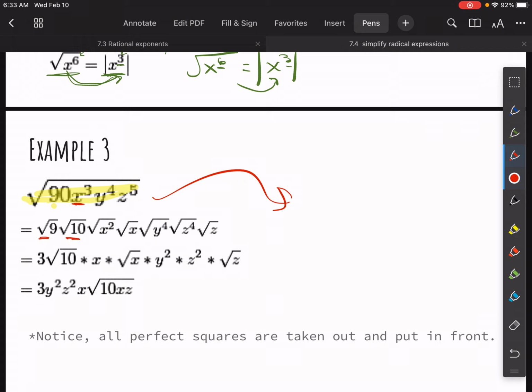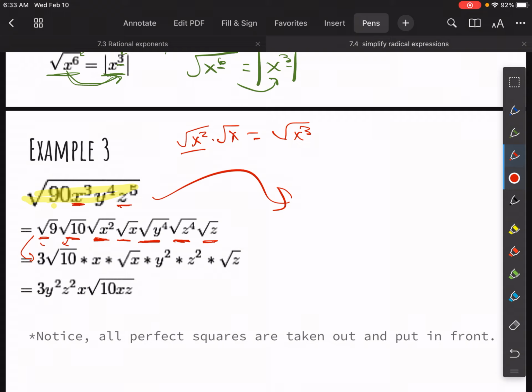X to the 3rd, I need to take all my evens out of that. So I have x squared, that's the largest even in x to the 3rd, times the square root of x. Just to be clear, the square root of x squared times the square root of x is equal to the square root of x to the 3rd. I broke it up into these two pieces so that I can simplify parts of that out. Y to the 4th is already even, so I'm leaving it as y to the 4th. Z to the 5th, I'm going to take the largest even one out, which is z to the 4th, times z.